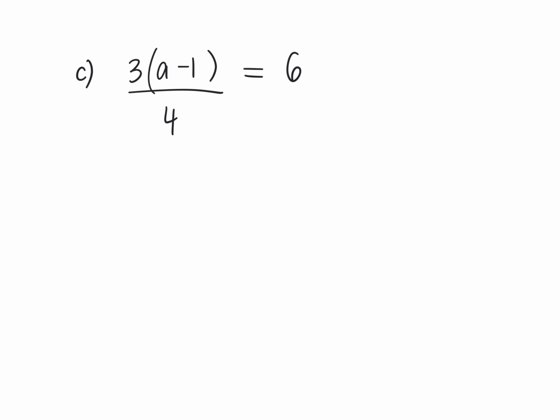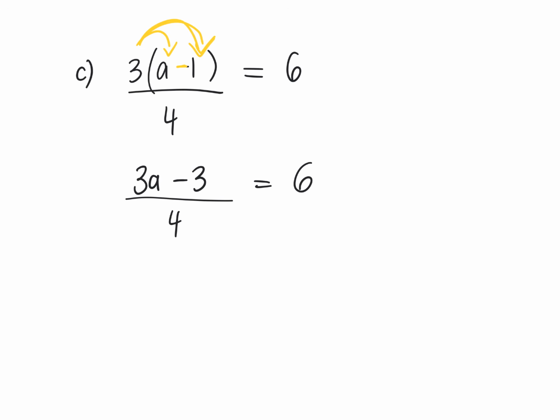Hold on. Whenever you have a bracket, we have to use distributive property. You have to multiply whatever's outside the bracket by everything inside the bracket. Do you remember this from grade 9? So what's 3 times a? What's 3 times -1? -3. All of that divided by 4 is equal to 6.